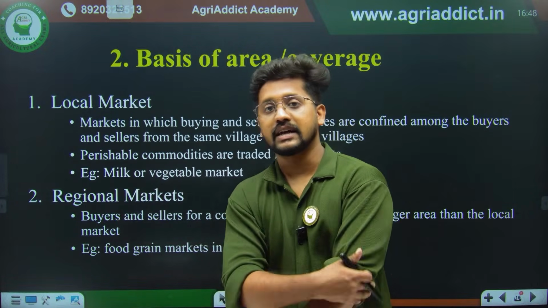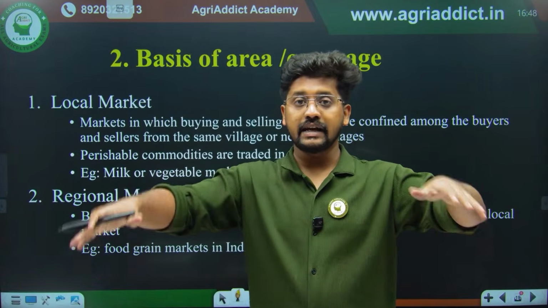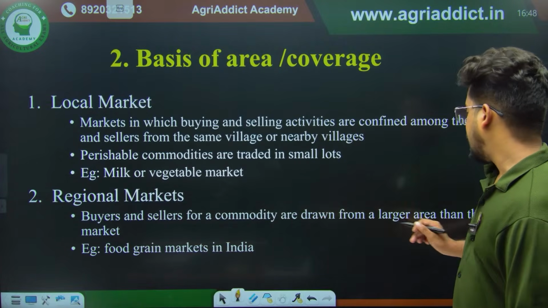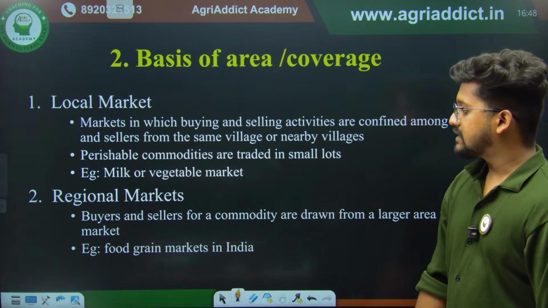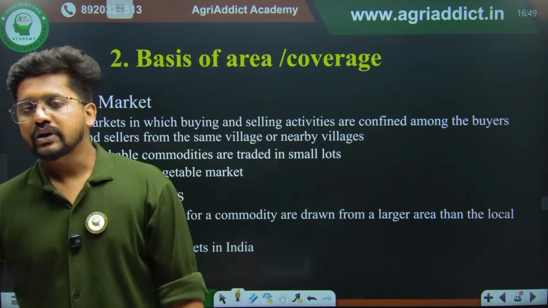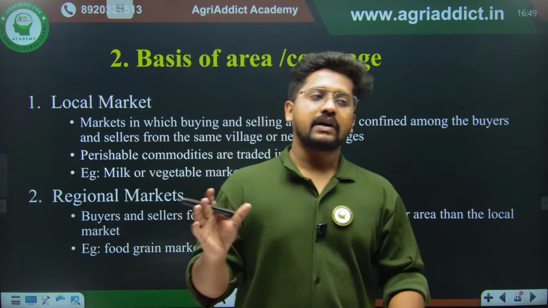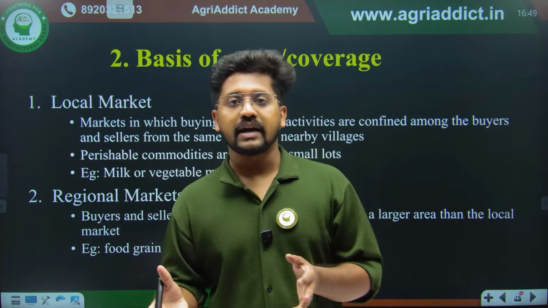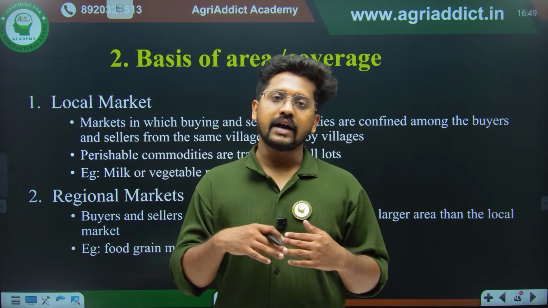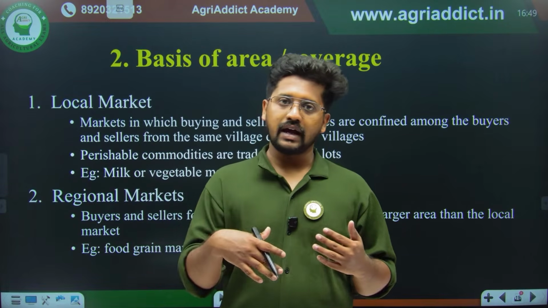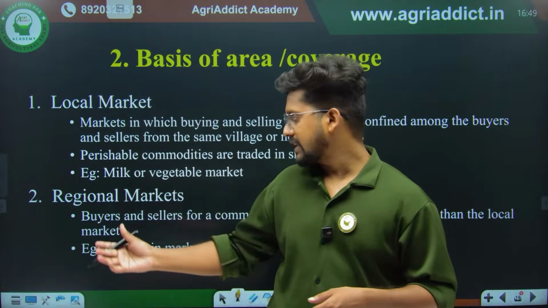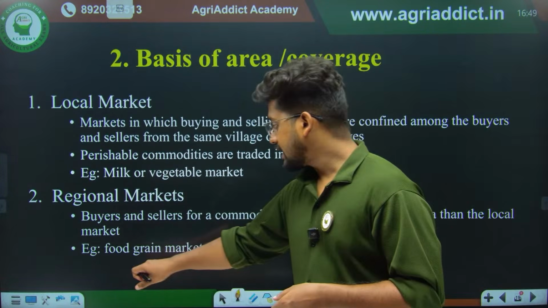Then there are regional markets. In the regional market, again, the span of area being covered is increasing. So what happens in the regional market? Buyers and sellers are drawn from a larger area than the local market. For example, it is none other than the food grain market. In the regional market it can be covering major districts or even states. For example, the rice we are eating, which is produced in Tamil Nadu or maybe Kerala, will be covering Karnataka, Telangana and Andhra Pradesh. So that much area will be covered in the case of a regional market. That's why we are giving food grain markets in India.